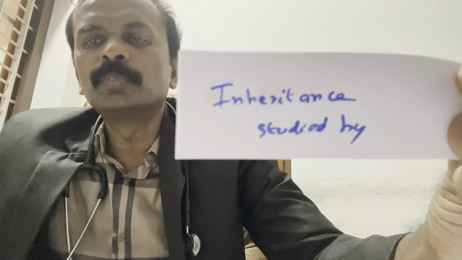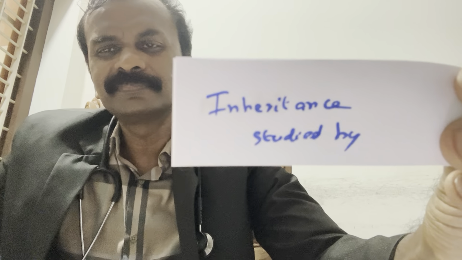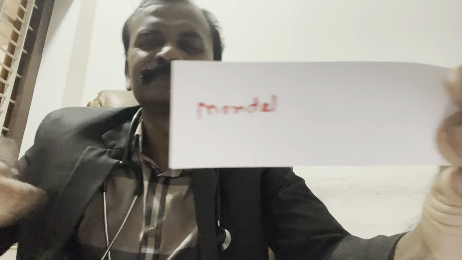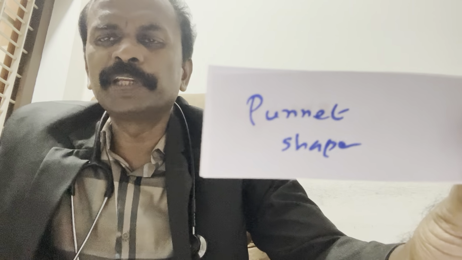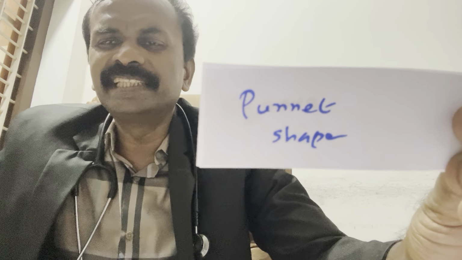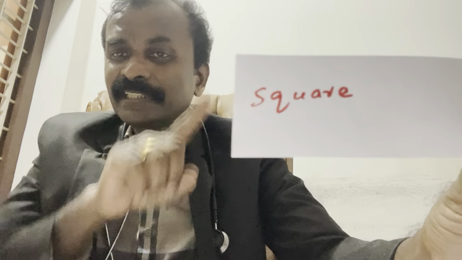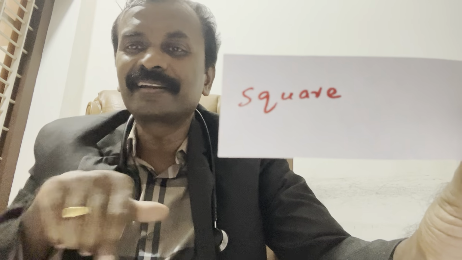Inheritance studied by whom? Inheritance studied by Mendel. What is the shape of Punnet? They are used for studying genes. Yes, it is mentioned as square in your textbook. Punnet square. You have heard about this?